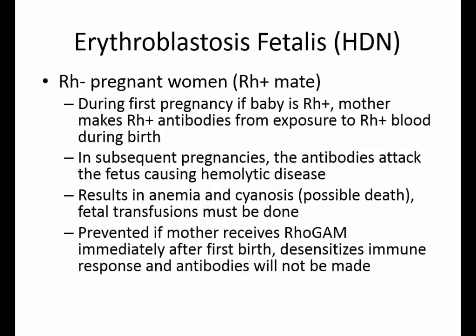Now, we don't see this disease much anymore because they developed a substance called RhoGAM. RhoGAM will block the production of the antibodies. They used to give RhoGAM immediately after the first birth so that the immune system would not respond should there have been an exposure to Rh positive blood. Now they will give RhoGAM during the pregnancy to prevent the production of the antibodies.